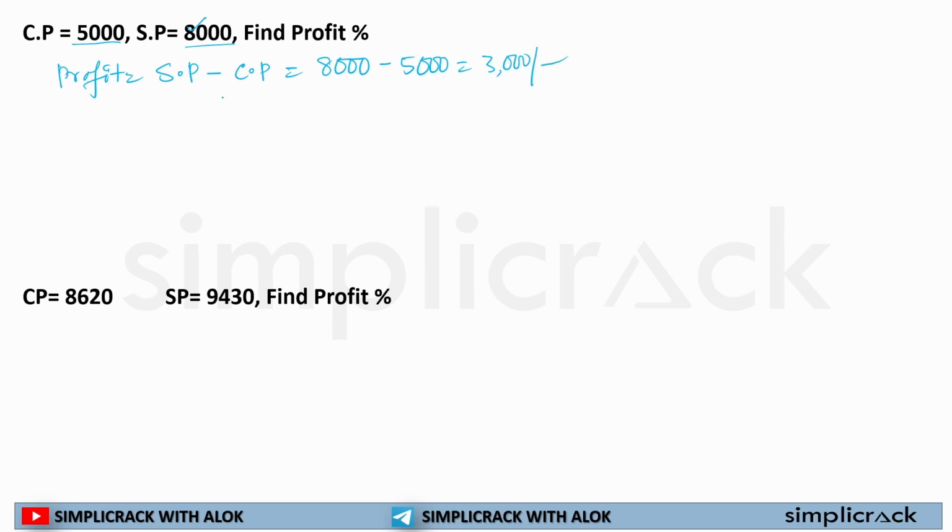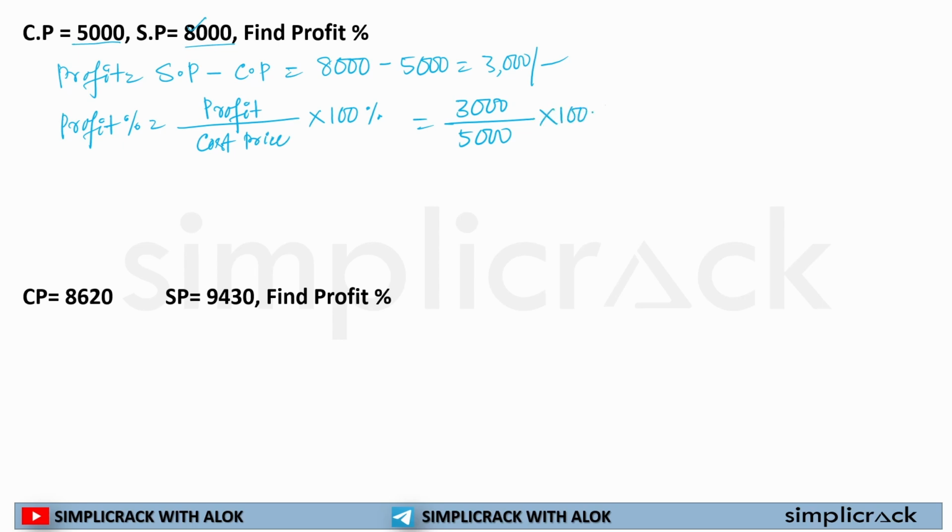But I was asked profit percentage. So in order to find profit percentage, what do I need? I need profit divided by cost price multiplied by 100 percentage. This is the formula that we have already learned. So here my profit is what? 3,000. Now if I ask you what is my cost price, sir, it is 5,000.